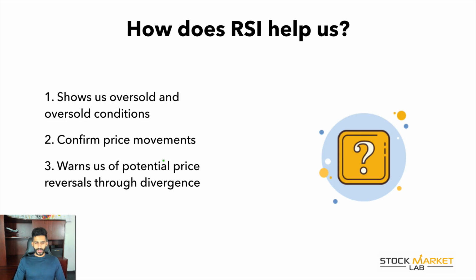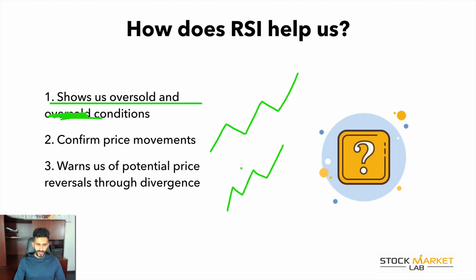Now, how does the RSI help us? RSI helps us with the following. It shows us oversold and overbought conditions. It confirms price movements, so if a stock is trending on an uptrend, a high RSI would confirm that uptrend. It warns us of potential price reversals through something called divergence. Like I said, I will go over divergence in the upcoming lessons. Now let's jump to a chart and break the RSI down a little bit more.